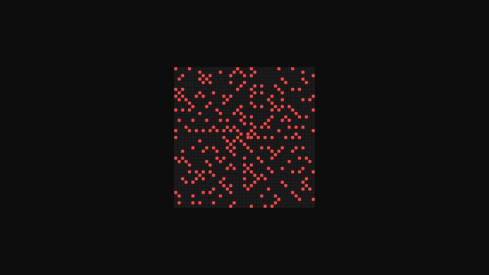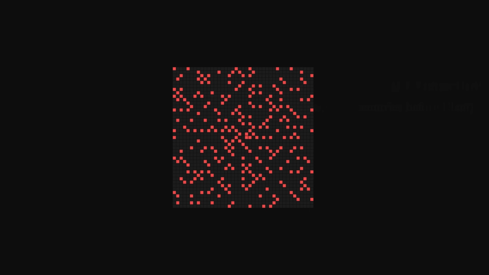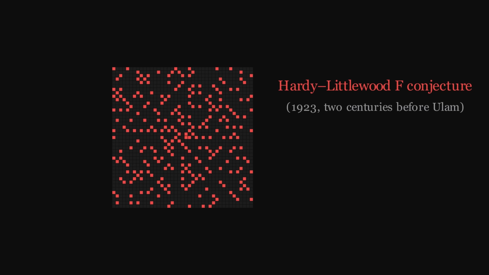What did Ulam see exactly? He saw the visual signature of the Hardy-Littlewood F conjecture, 200 years before anyone had given it a name. He saw the structure of prime-rich quadratic polynomials in raw graphical form. He saw something that, in retrospect, mathematicians had been calculating about for centuries, without ever drawing. The lesson is general. Mathematics has structures that are easier to see than to formalize. Sometimes the visualization comes first, and the theory comes later.